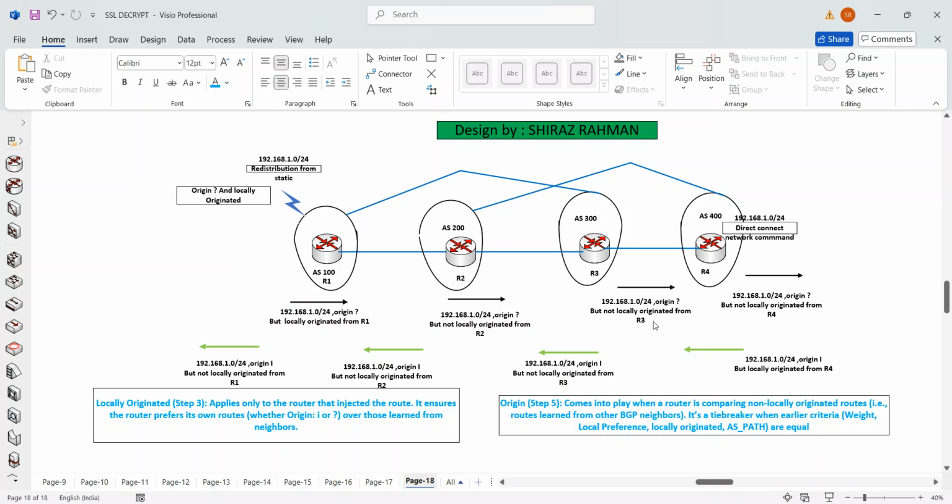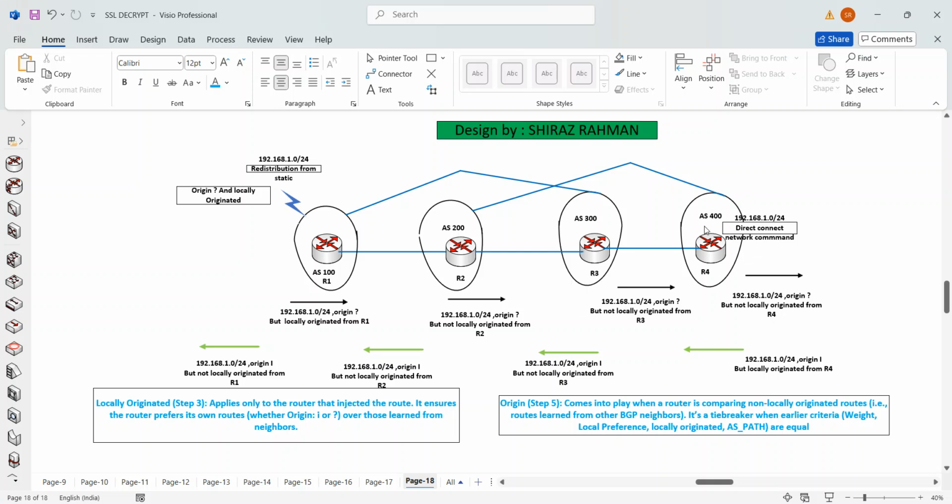So we have R3. Is this route originated from R3? No. Is this route originated from R3? No. So there is no selection over here. The next is the AS path. AS path is the same, one AS away, right? Then the other is step 5, where we check the origin of this route. This origin is a question mark, this origin is I. Which will be installed? The origin I.